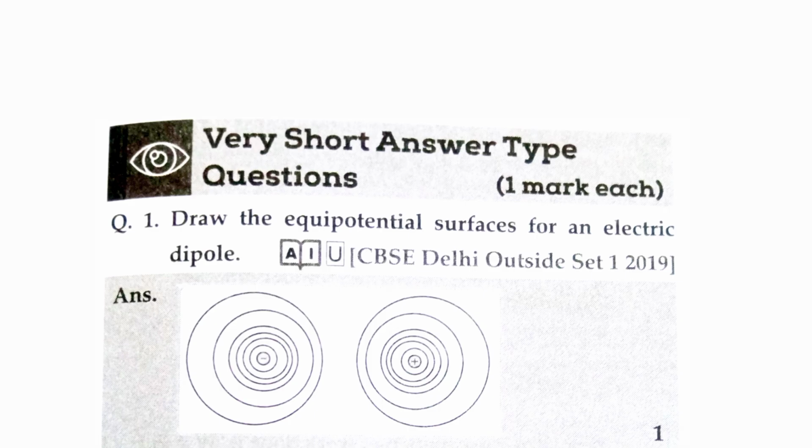The next type of questions are very short answer type questions, which are 1 mark questions. The first question was asked in the year 2019. The question is: draw the equipotential surfaces for an electric dipole. This is a direct question that we have already done. Here we have to draw the plus Q charge and minus Q charge separated by a very small distance, and draw the equipotential surfaces around them. You can score 1 mark for that.